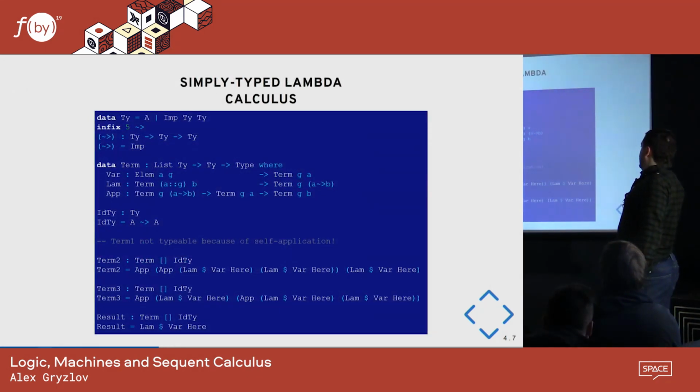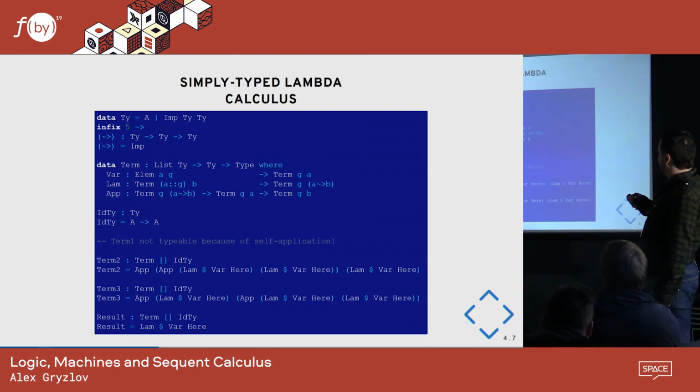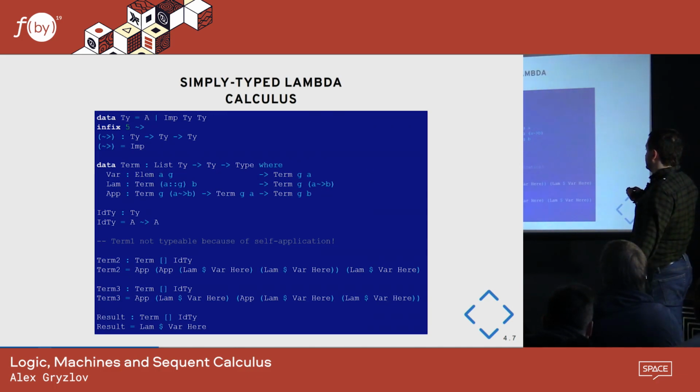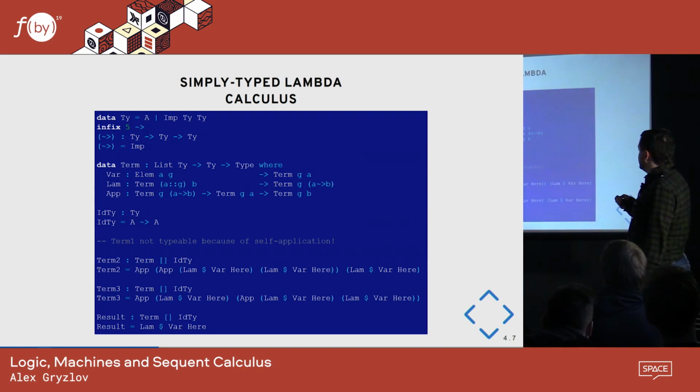So how would we encode a simply typed lambda calculus? I hope everyone can see this, but you introduce a structure for types. It's either some kind of base type, or it's an arrow type, an implication between 2 other types, which can be recursive as well. This squiggly arrow is just a synonym, so it looks more readable.